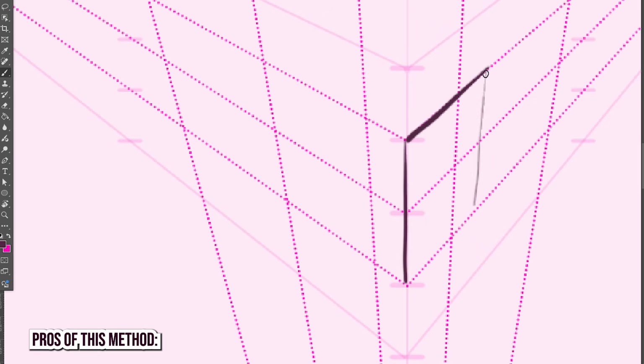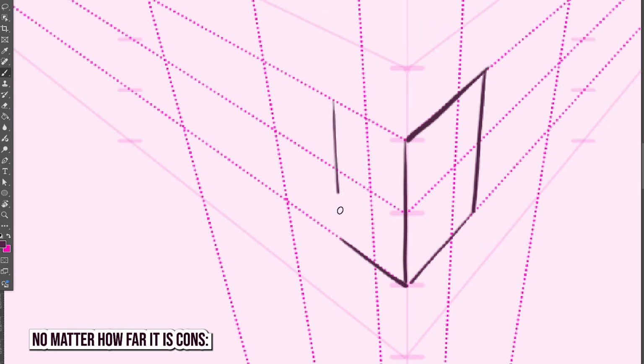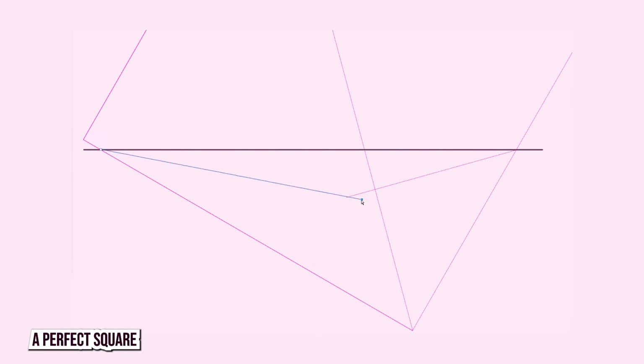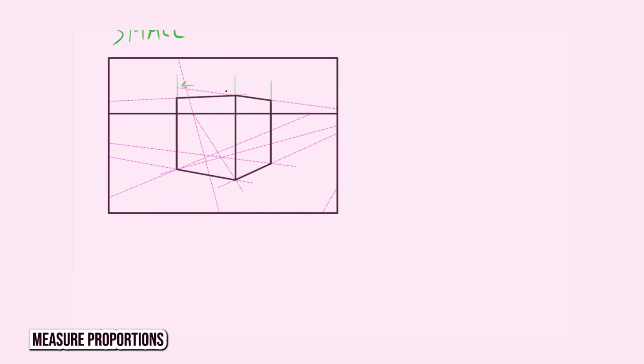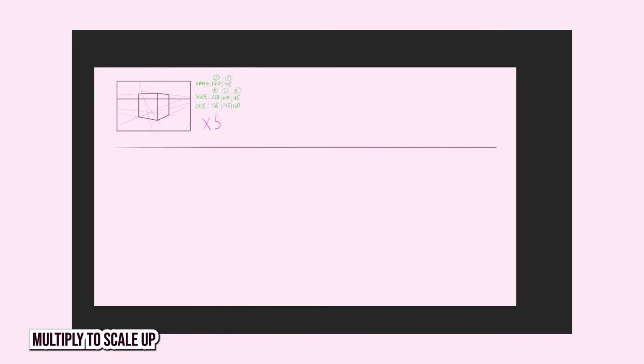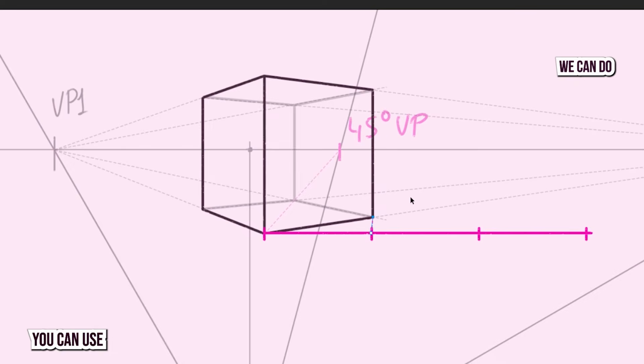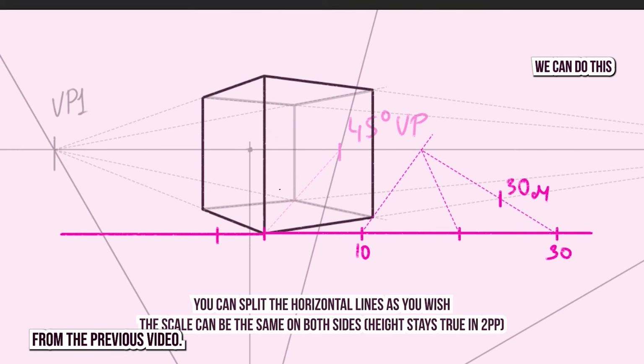Pros of this method: you can find almost any vanishing point, no matter how far it is. Cons: it is not as fast and efficient as the tape or thread method. You'll end up with more constructive lines on the paper, and you cannot draw a perfect cube for accurate measuring. If you need for some reason a perfect square or cube in space, you can draw a small perfect sketch. Measure proportions with the ruler, multiply to scale up and transfer it on paper. To split the sides equally, you can use the measuring method from the previous video.